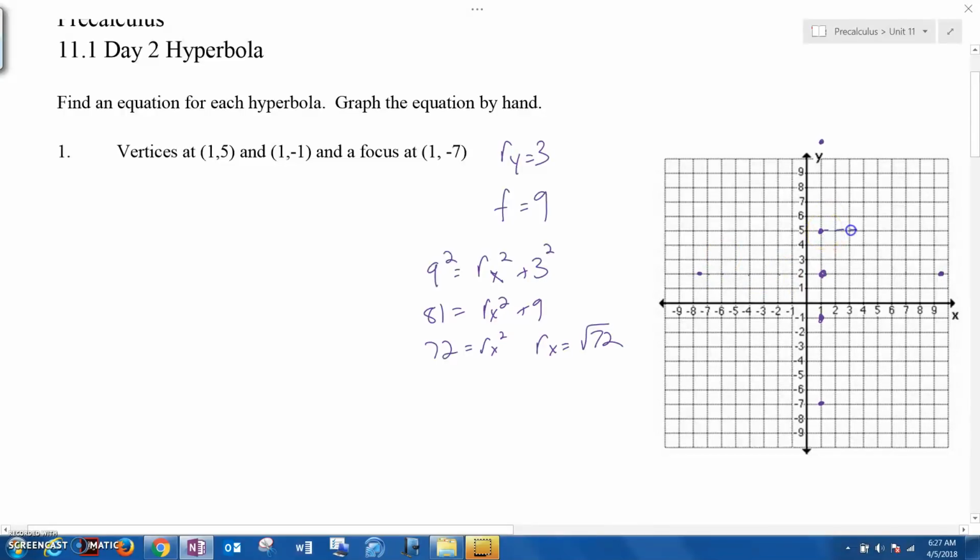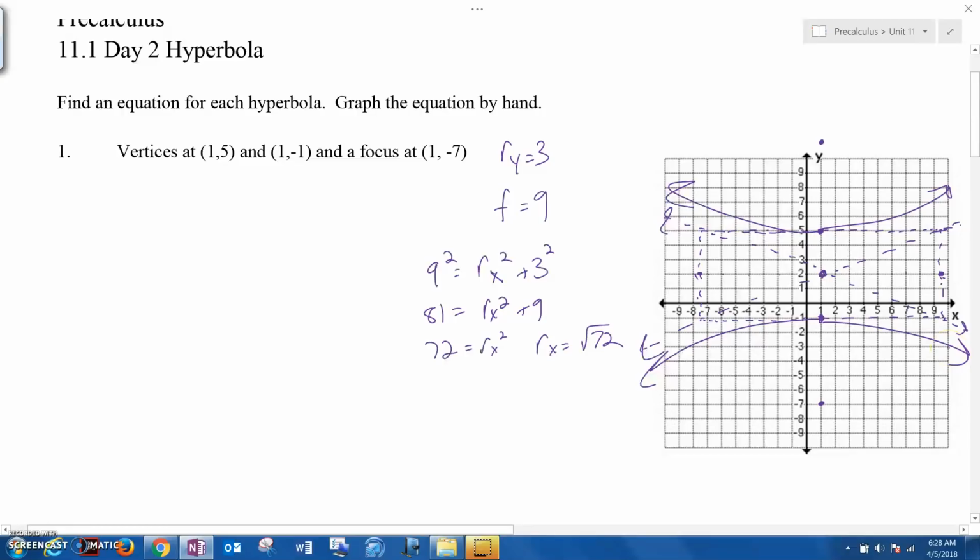And now I can make my box. So I need to graph it by making the box. Okay, now I can put my asymptotes through there. And then if the vertices are here and here, that means you graph it this way. It's a very, very wide hyperbola. Alright, so that's the hyperbola.